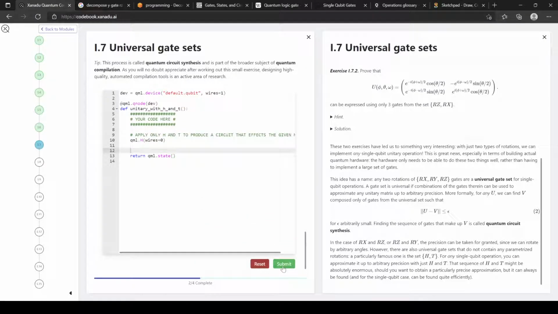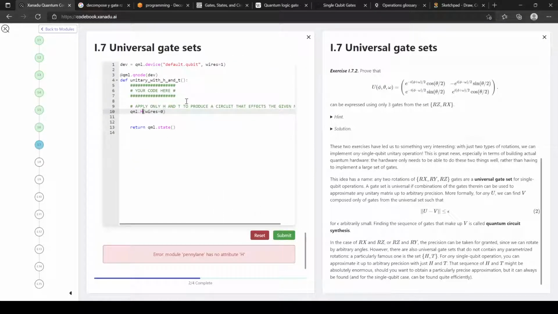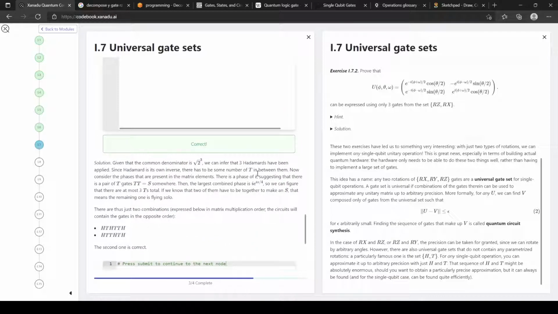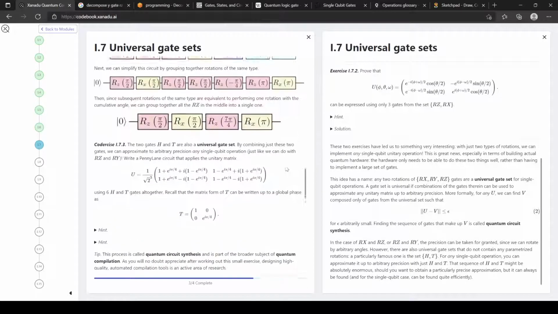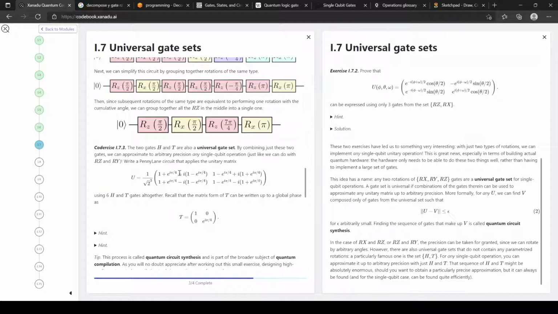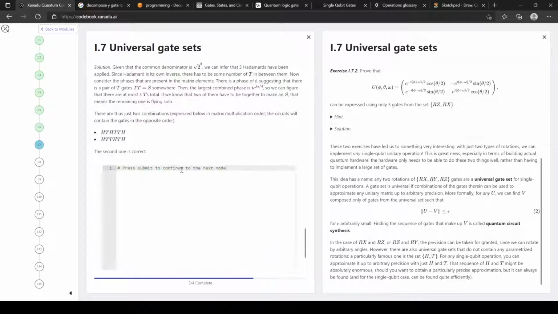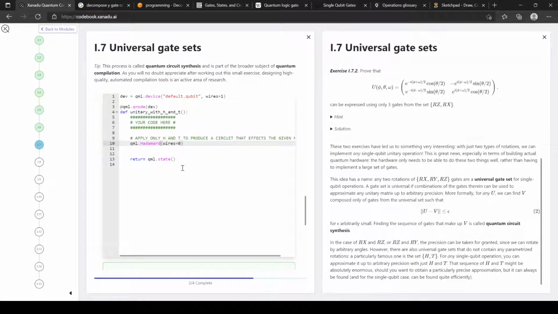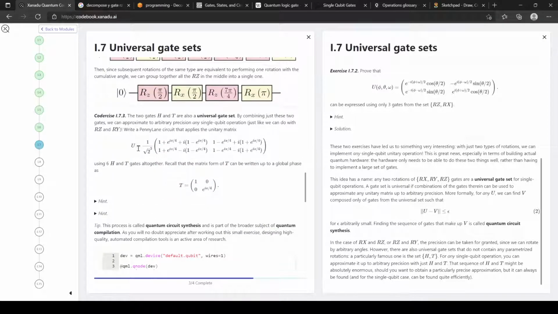Okay, this is not correct. I couldn't remember if it's capital or lowercase. Oh, right, it's Hadamard for some reason. Wait a minute. That doesn't seem right. I just put a single H and it said it was correct. Let me see this. Maybe everything cancels out.